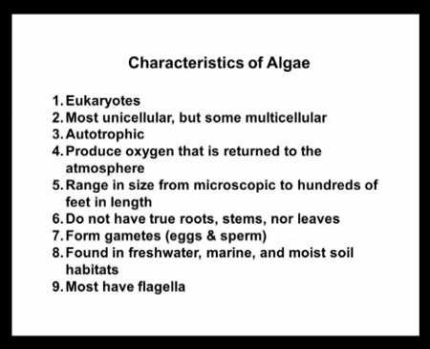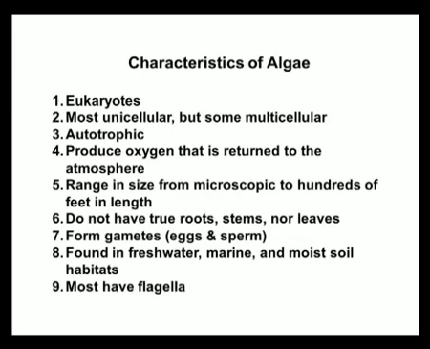Now let's talk about the size. They range in size from microscopic to hundreds of feet in length. That is quite a variation, quite a diversity so far as size is concerned. As I told you earlier, they are thallophytes, they do not have true roots, stem or leaves. They form gametes, which are female and male respectively, called the egg and the sperms. They show various methods of reproduction. They reproduce by vegetative, sexual and asexual methods.